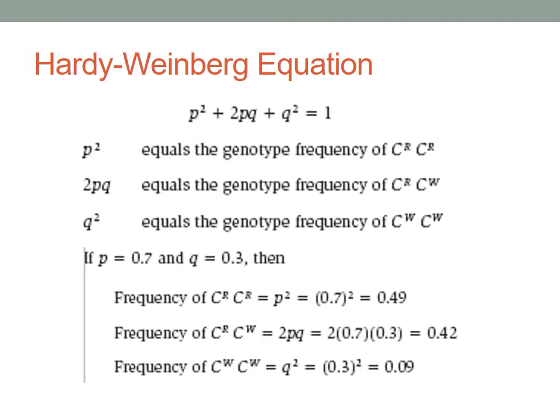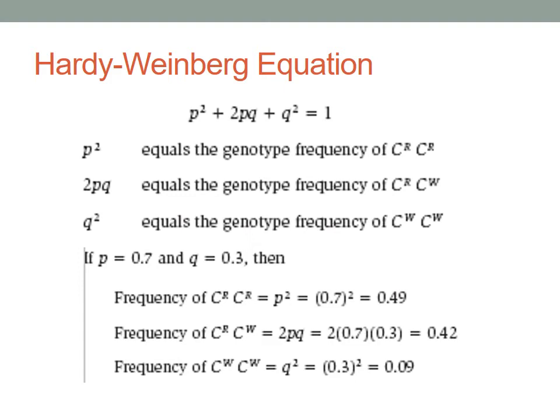Back to this slide about the Hardy-Weinberg equation. p squared plus 2pq plus q squared equals 1, where our p squared is our genotype frequency CRCR. Our 2pq is the genotype frequency for CRCW, and q squared is your CWCW. We know that p equals 0.7 and q equals 0.3. Even if we only had that allele frequency, we can calculate the genotype frequency.